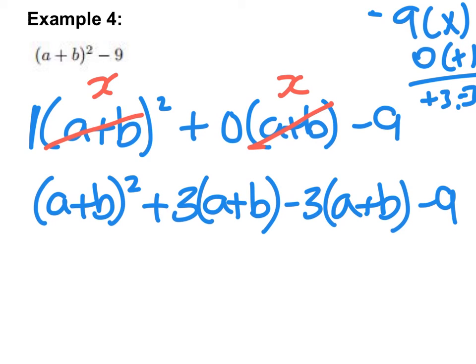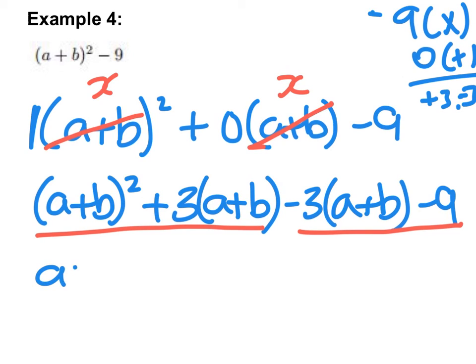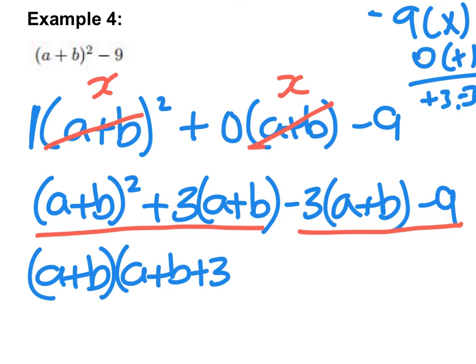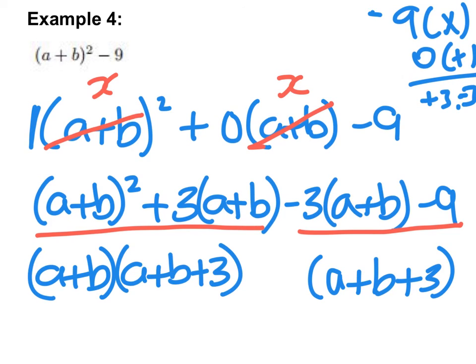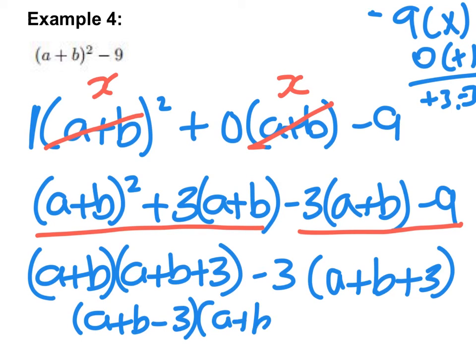Now, it's 4 parts, so I split it in 2s. So if I look at the first one, there's a plus b in common, so it's a plus b times a plus b plus 3. Okay? And then automatically the a plus b plus 3 becomes a factor on the other side. What do I have to multiply it by to get what's there? Minus 3. So when I simplify it, I'm going to get a plus b minus 3 times a plus b plus 3.